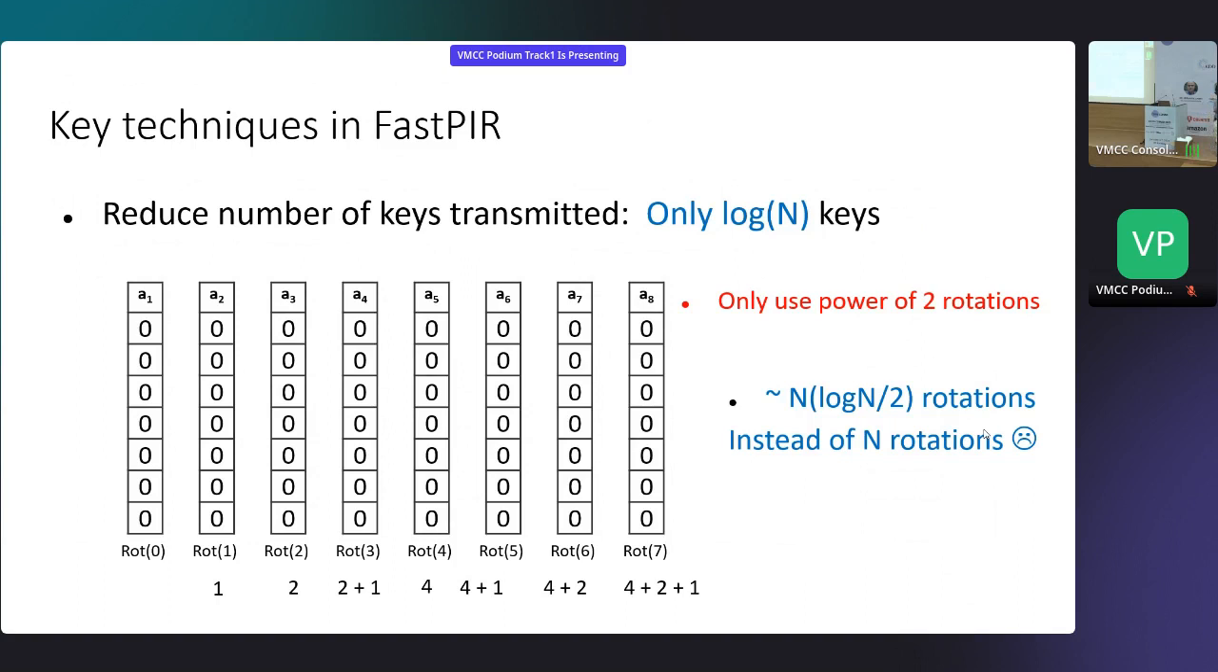So I've saved on the number of keys, but I've lost on the number of rotations. Instead of doing n, I end up doing n times log n, because each of them, in the worst case, requires log n.